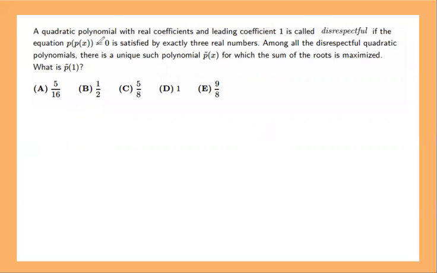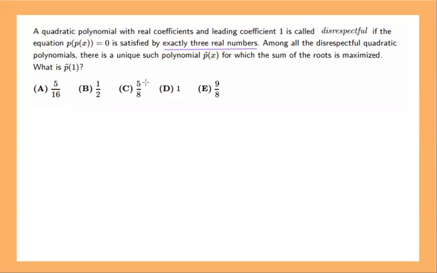Okay. So a quadratic polynomial with real coefficients and leading coefficient 1 is called disrespectful if the equation P of P of X equals 0 is satisfied by exactly 3 real solutions. If P of X is a quadratic and you plug it into another quadratic, you expect a 4-degree polynomial, and then you are told only 3 real solutions, so the fourth one should be a complex number.